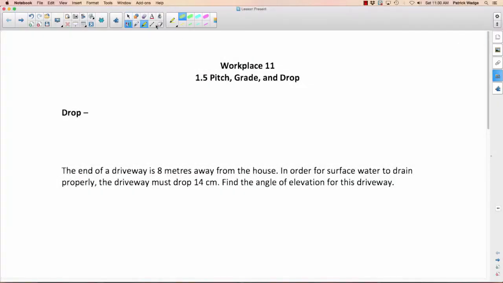Again, Workplace 11. I apologize for the noise in the background. The dryer's going, but I want to get this done. I'm doing them both at once.